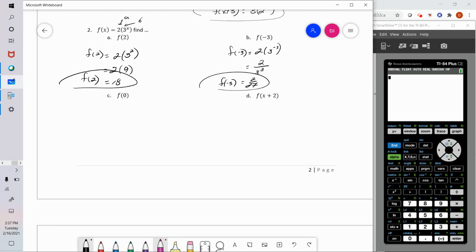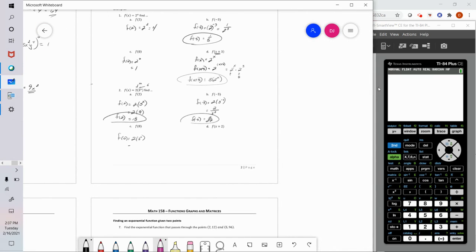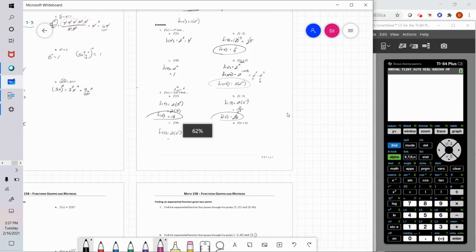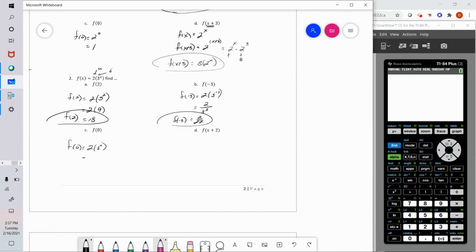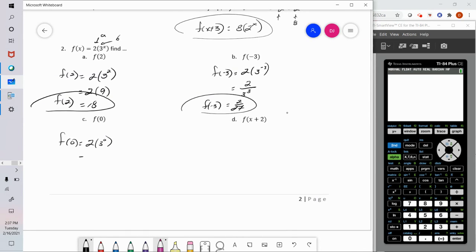F of 0, same way. I've got 2 times 3 to the 0. Notice that the 0 exponent is on the 3 only. So that's going to be 2 times 1, which is 2. So f of 0 is 2.